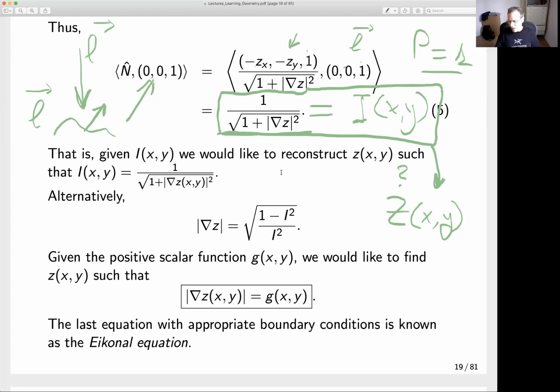Well, look, I simplified things for you, okay? I'm telling you the albedo is given. It's always 1, okay? And the intensity is equal to this equation. And the question is, can I solve this equation in order to extract z out of the image, okay?